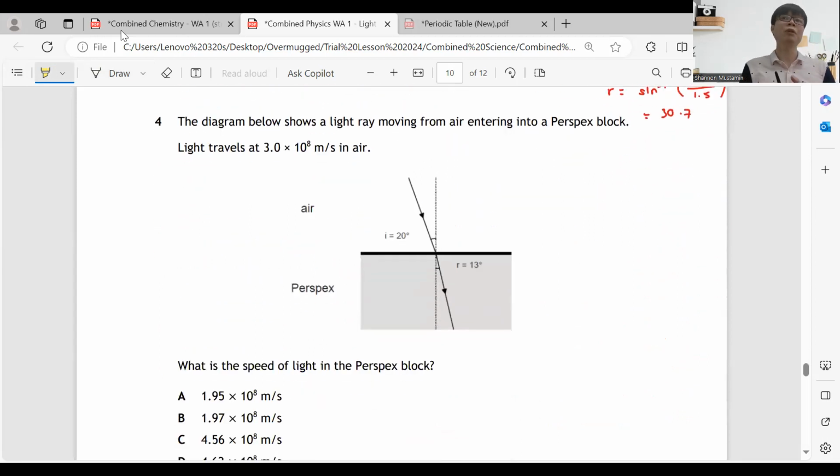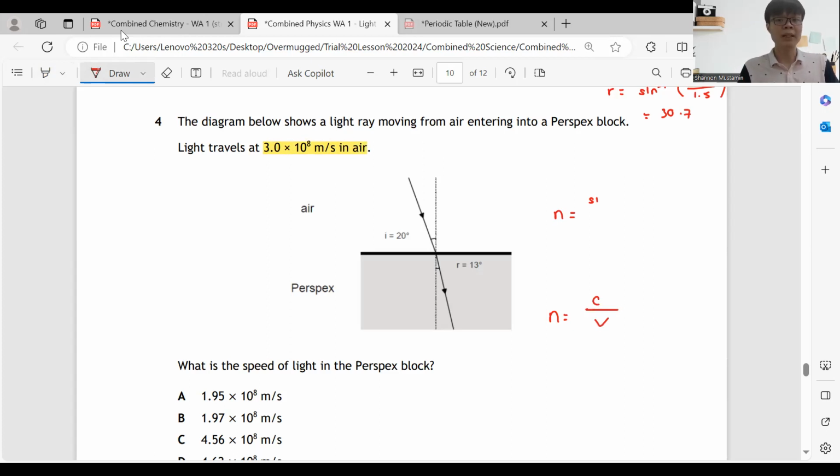Okay, for your question 4, this should come as open-ended, 3 marks as well, because you need to use both formulas. They are nice enough to remind you that light travels at this speed. Sometimes they don't, they expect you to memorize. What is the speed of light in the perspex block? You realize you need speed of light, right? There's only one formula with speed of light in the medium, this one.